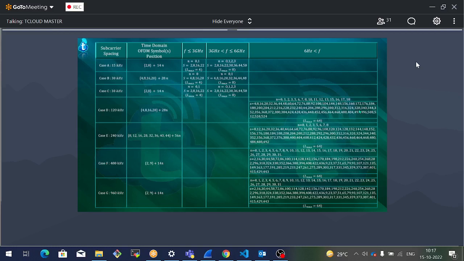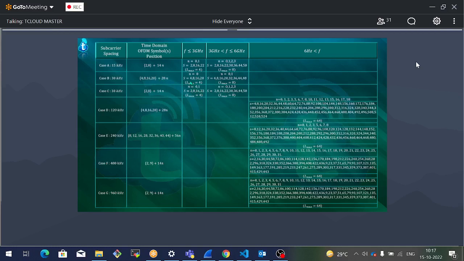Now we don't care about this 6 gigahertz part. We care about our RIL band. So our RIL band falls into this 30 kilohertz part. So either this is applicable or this is applicable. One of the two cases is applicable, so you have two different configurations.